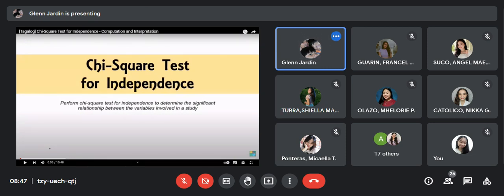Narinig niyo ako? Hello? Yes po, sir. Oh, yung C-test. Kailan ba ginagamit ng C-test bago tayo magpunta rito sa chi-square? Kailan ba ginagamit ng C-test?